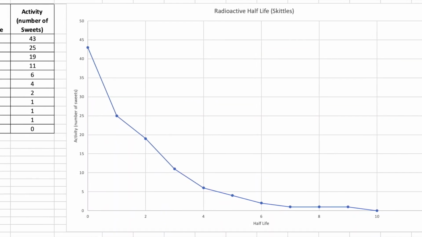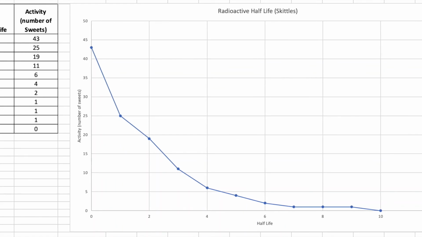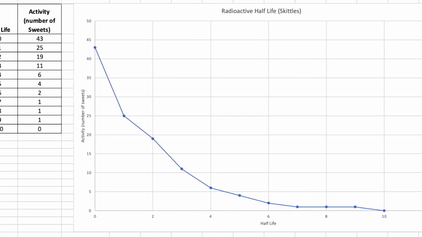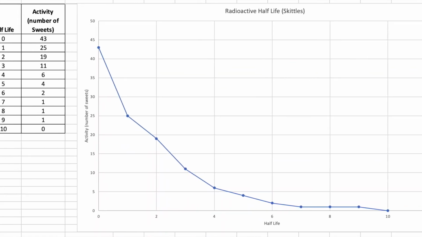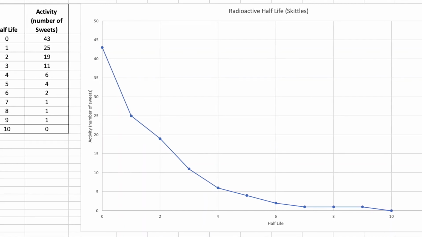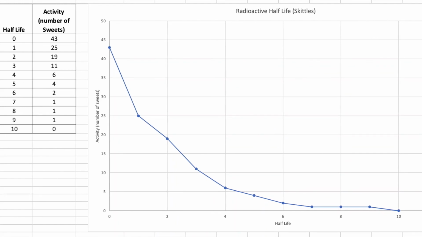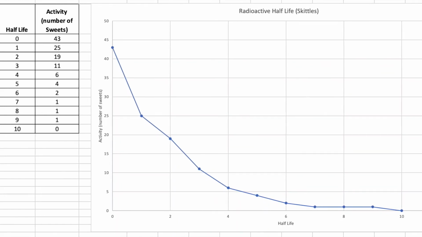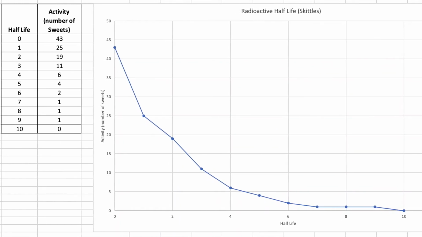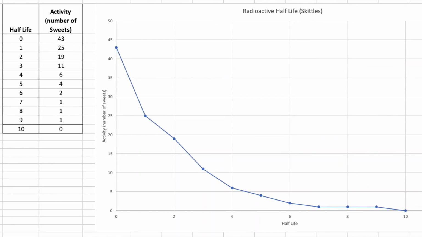And this is a really nice analogy for the nature of radioactive decay, where we can't see one individual atom decaying, just like we can't see one individual Skittle decaying, but we can predict it, and that it should be around half. So in radioactive nuclei, this rate of radioactive decay is described by the term half-life, and half-life refers to the time required for half of the nuclei in a sample of radioactive isotope to decay.